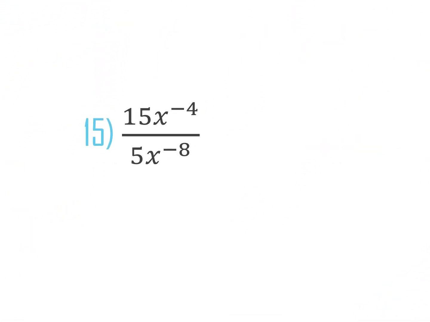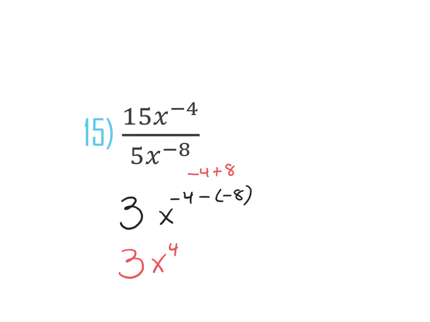Again, we can do this two different ways. We can either choose to just subtract the exponents where they are, or we could flip their spots. So I could divide the coefficients. 15 divided by 5 is 3. And then if I use the method of just subtracting the powers because they have the same base, this really becomes negative 4 plus 8. So then this becomes 3x to the 4th.